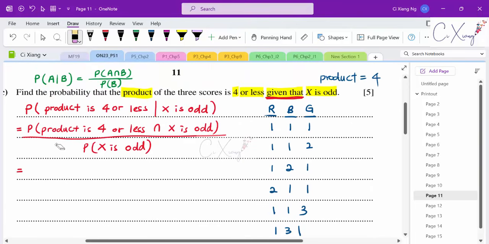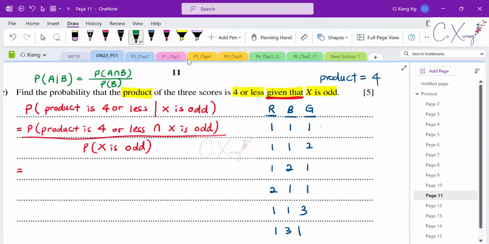So for the question, you can have a look that they said the product is equals to 4 or less, but at the same time, intersect means at the same time, right? The X is odd. X means the red color spinner is an odd number. So we already listed out everything just now. Let us go through again to make sure that our outcome fulfills what we want here. The product is 4 or less intersect with red color is an odd number.